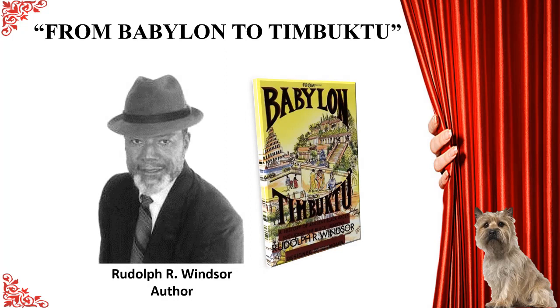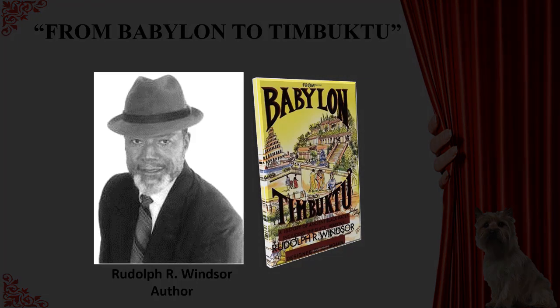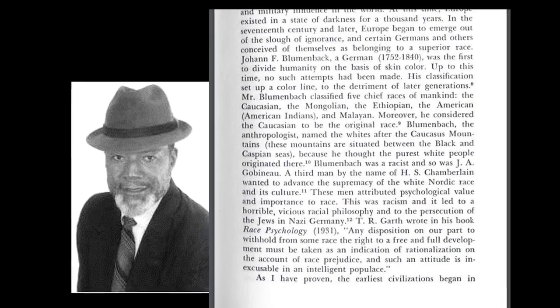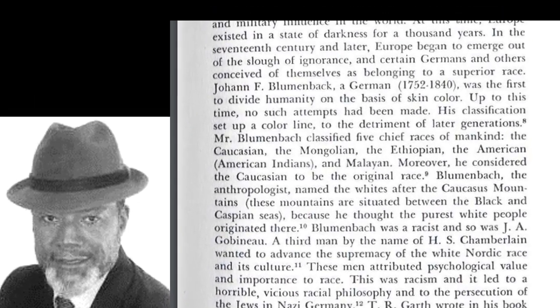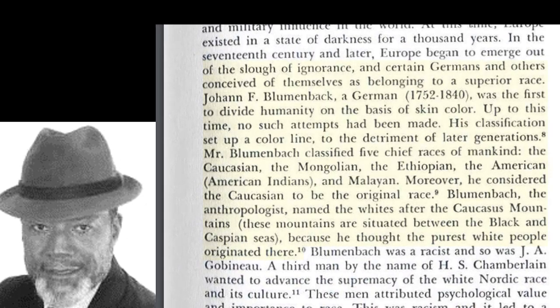Anywho, I'd like to read an excerpt from a book titled From Babylon to Timbuktu by author-researcher Rudolf Windsor, published in 1988, regarding his findings on Johann Blumenbach. Page 21, and I quote, "In the 17th century and later, Europe began to emerge out of the sloth of ignorance, and certain Germans and others conceived of themselves as belonging to a superior race. Johann F. Blumenbach, a German, was the first to divide humanity on the basis of skin color. His classification set up a color line to the detriment of later generations.